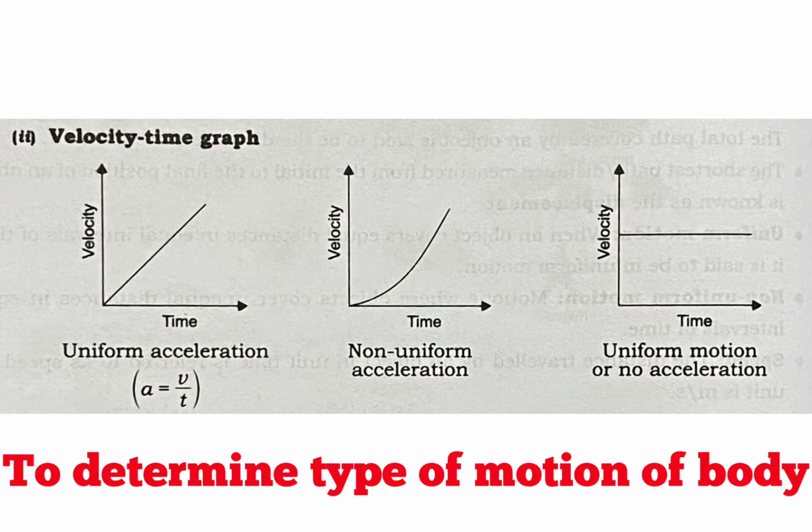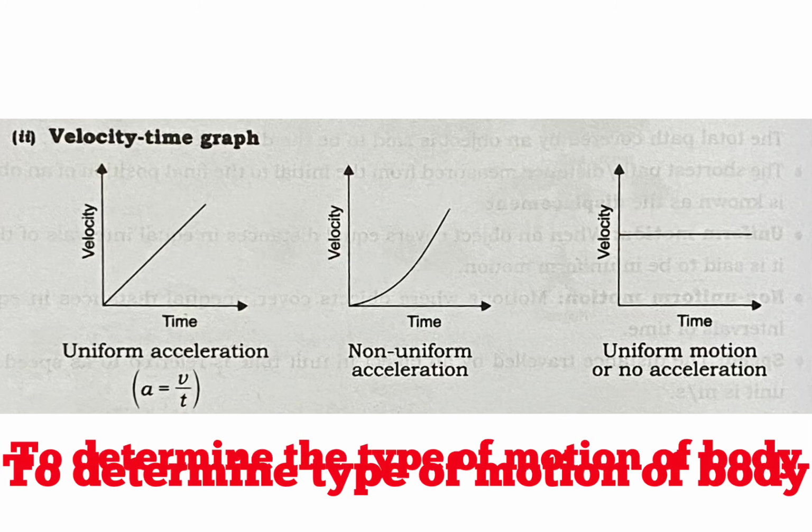Now the first use of velocity versus time graph is to determine the type of motion of a body. See the first graph. Here you can see that velocity is increasing equally in equal interval of time. How you came to know? Because you can see that graph is a straight line, and when velocity is increasing equally in equal interval of time, it is a motion with uniform acceleration. Right? We have seen in the last lecture. So first graph represents uniform motion with uniform acceleration.